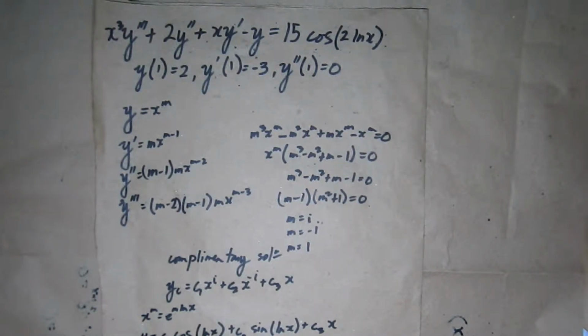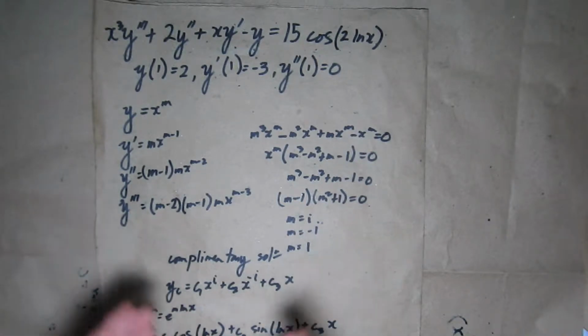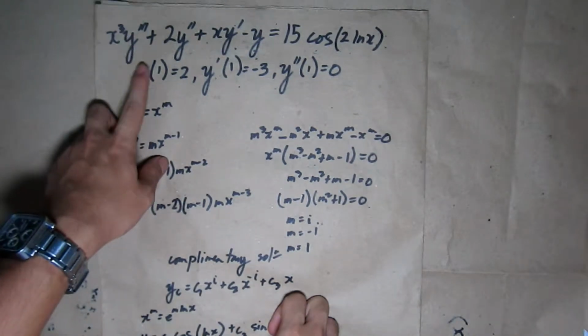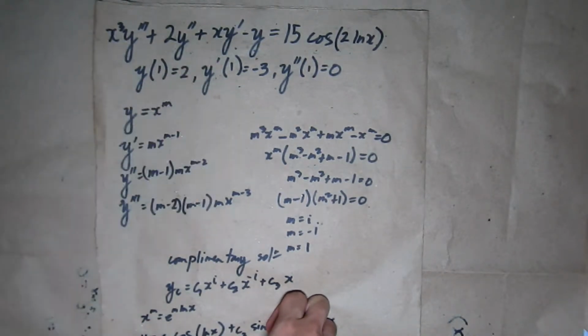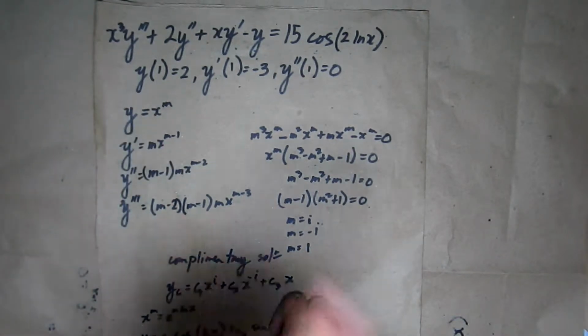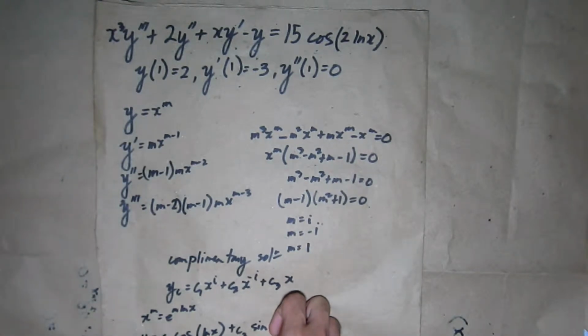Today I'm going to show you how to solve this particular higher order differential equation. As you can see here, we have x cubed y triple prime plus 2y double prime plus x y prime minus y is equal to 15 cosine of 2 ln x, where y of 1 is equal to 2, y prime of 1 is equal to negative 3, and y double prime of 1 is equal to 0.